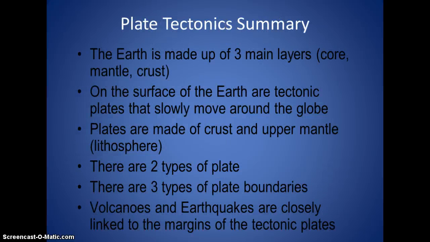So in our plate summary here, we're going to say that the Earth is made up of three main layers. On the Earth's surface, the tectonic plates move slowly around the globe. The plates are made up of crust and upper mantle, the lithosphere. We discussed that there were two types of plates, and we also talked about the three types of boundaries. And we know that plate tectonics has a lot to do with volcanoes and earthquakes, and we'll talk about that a little bit more in our next session.